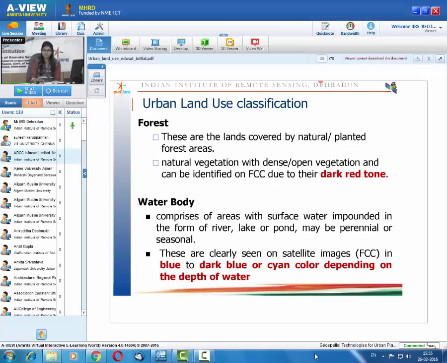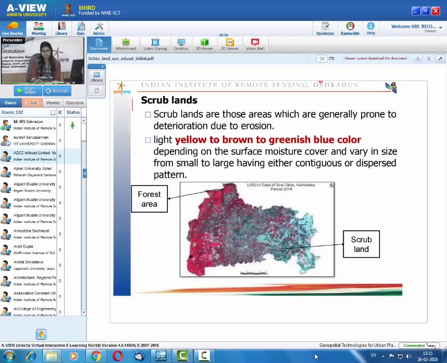Similarly, a forest will be of dark red tone because it is a closely dense forest. Water body will appear dark blue as I showed in the previous imagery. Scrubland will appear light yellow to brown to greenish blue.